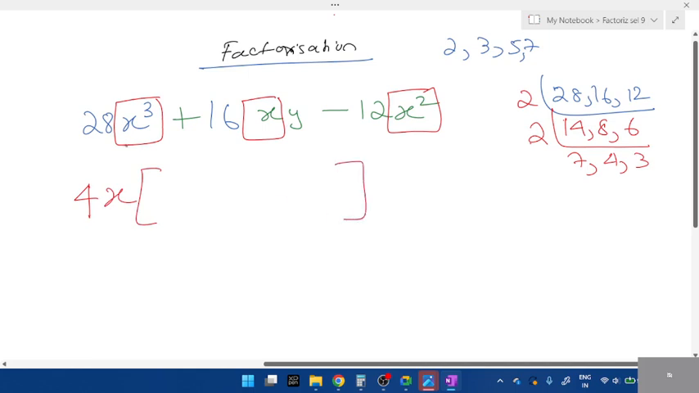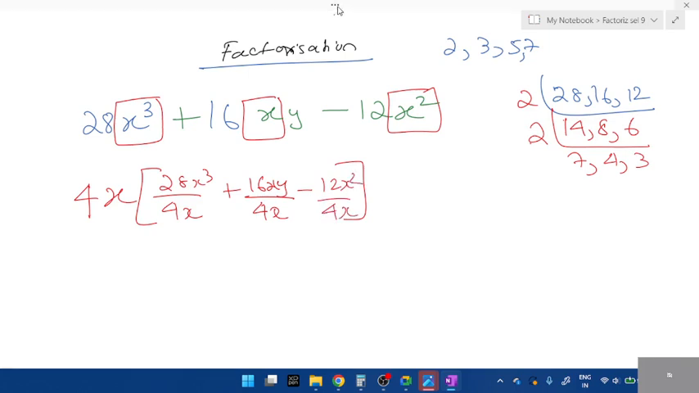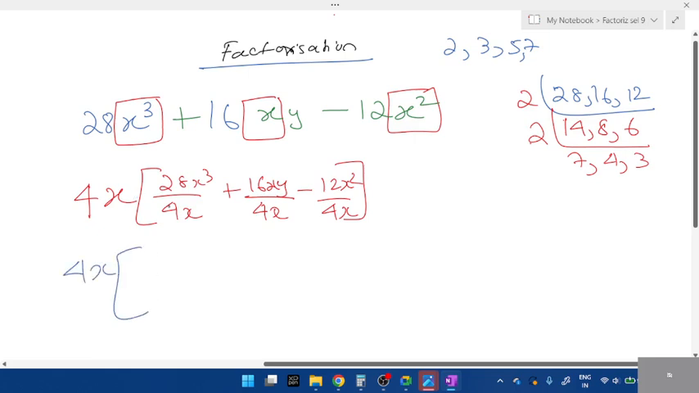Okay? Now, let me divide. See, if you're getting confused, you can even write like this. Later you can divide 16xy divided by 4x minus 12x square divided by 4x. If y is not common, why do you want to take y outside? Don't take y. So 4x as it is. How many times 4 goes in this? 7. What is 3 minus 1? X square. Next.